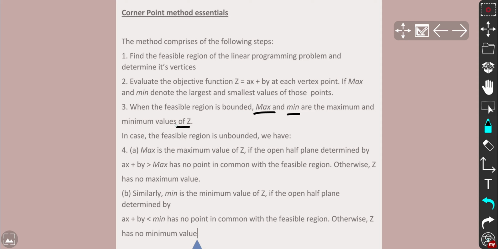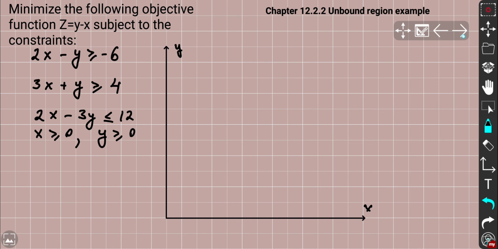The polygon was convex. In this case, I'm going to show you what if the region is unbounded. So it might be unbounded from one side, from one half. Let's have a look. Here we need to minimize the following objective function z, which is equal to y minus x, subject to the constraints. In here we have 5 inequalities that set up the region.